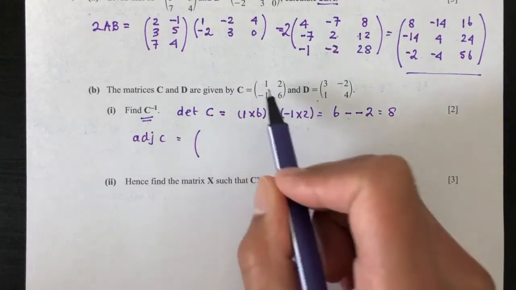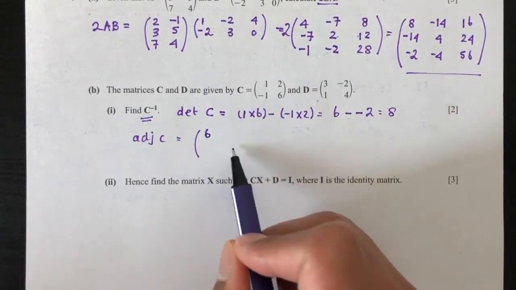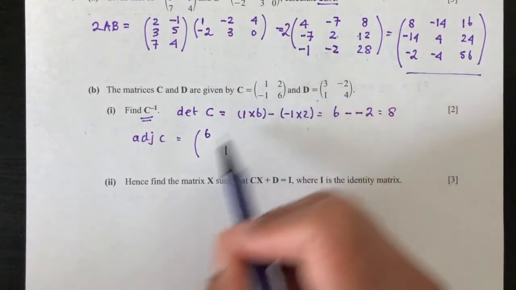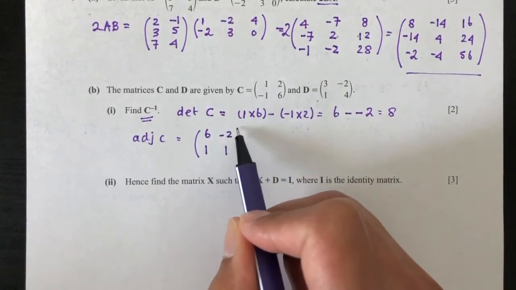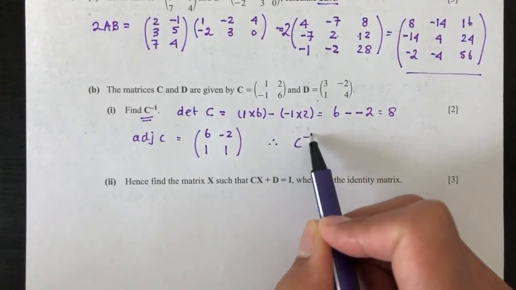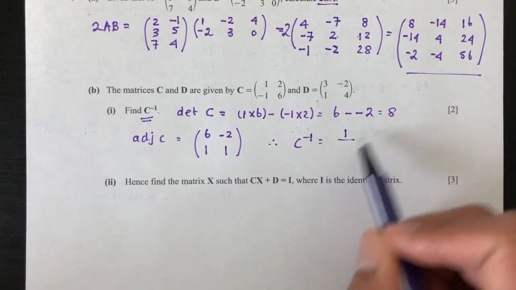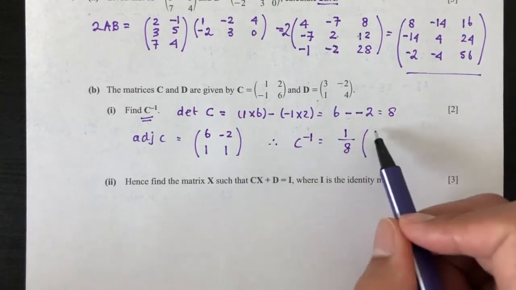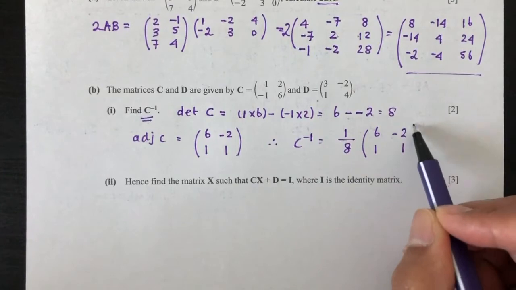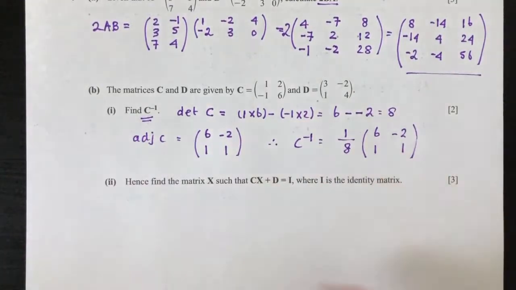That will be, we have to switch the position. 6 becomes here 1. Switch the sign. This becomes 1 and this becomes minus 2. So from this we have C inverse equal to 1 over determinant, which is 8, times this matrix. Okay, that is part 1.